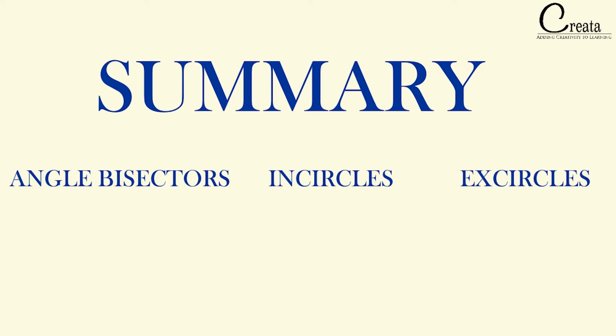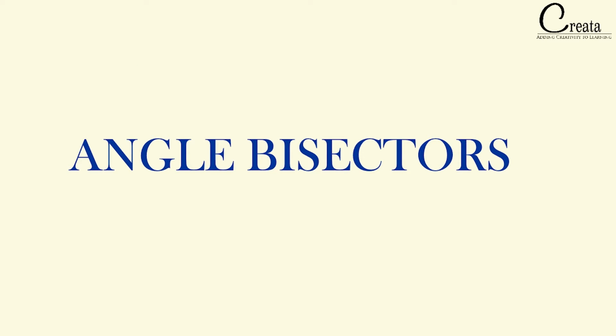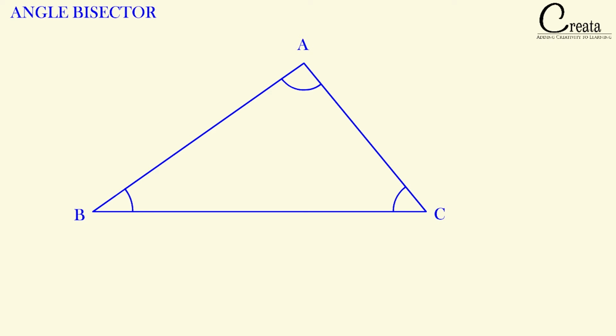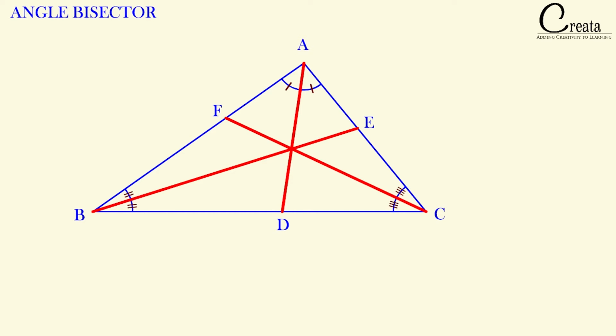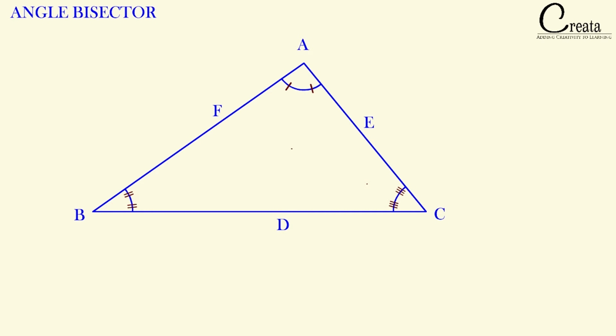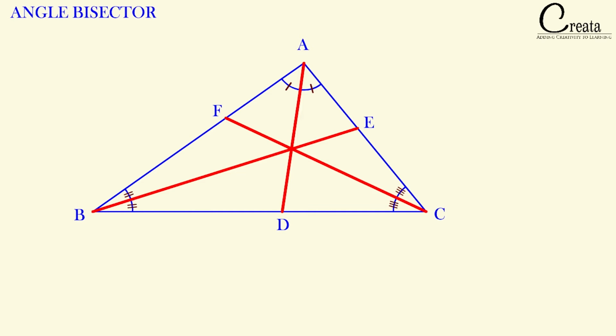First of all, we will start with the introduction to the angle bisector. Let's take a triangle ABC. An angle bisector is a line segment which divides the angle into two equal portions. Here AD is the angle bisector for angle A. AD is dividing the angle A into two equal portions. A triangle has 3 vertices and 3 sides, so we can have a total of 3 angle bisectors. BE is the angle bisector of angle B. BE is dividing the angle B into two equal portions. Similarly, CF is the angle bisector of angle C. So a triangle can have 3 angle bisectors: AD, BE and CF.